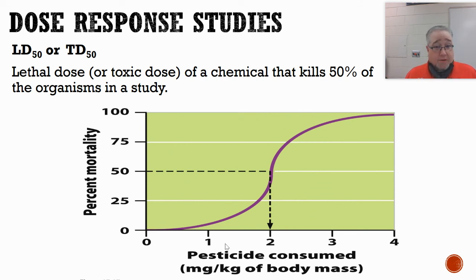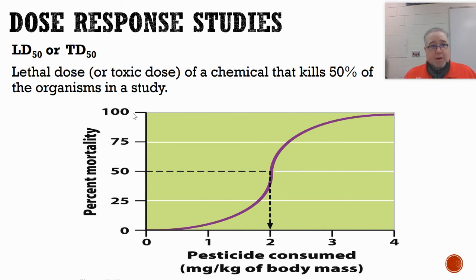Sometimes you'll see more of a logarithmic graph, but this one just goes up by increments of 1. Now on the y-axis, we have percent mortality. So this is 0% of the organisms die, 25% of them are dead, 50% are dead, et cetera. When you get to the top of the axis, this is 100% lethality.